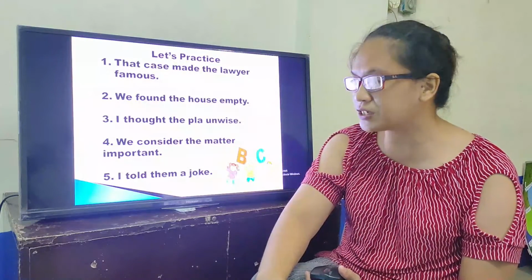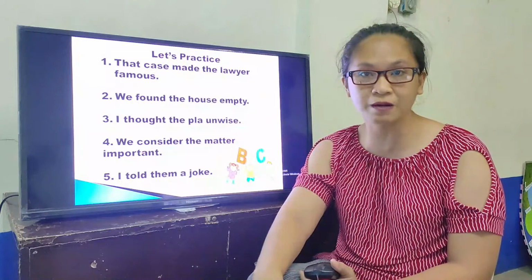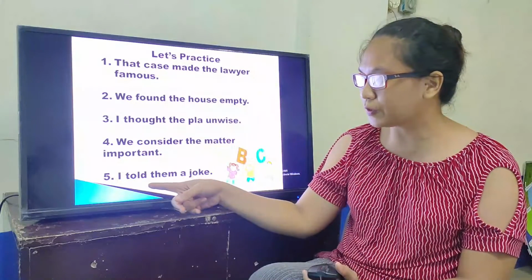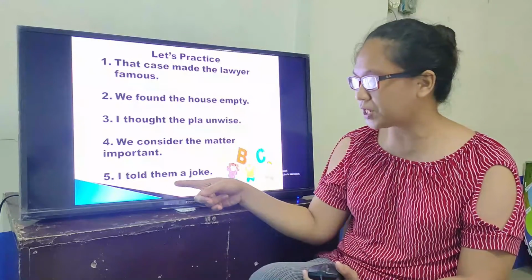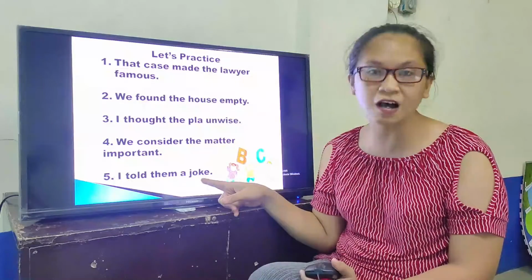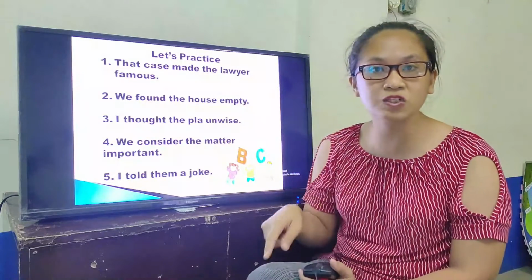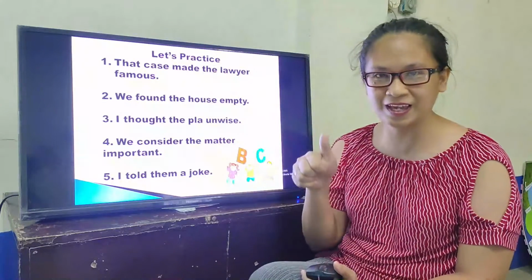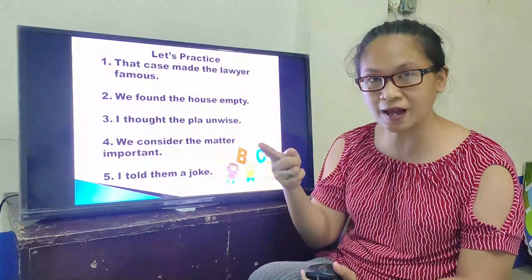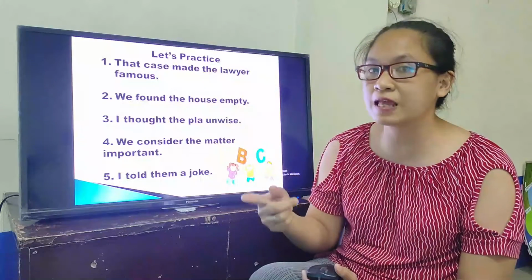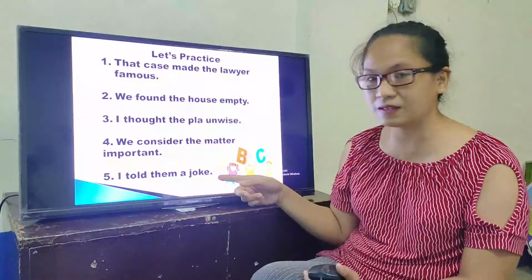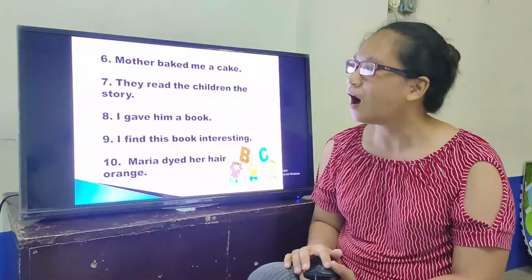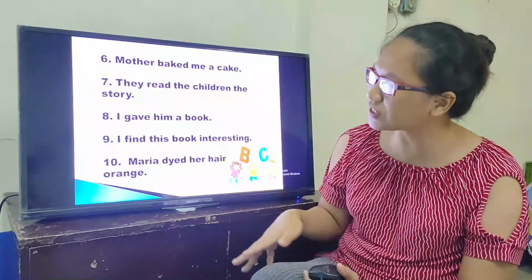I told them a joke. Again, I told them a joke. Okay, I is the subject, told is the verb, them is the direct object, and joke is what? That's the object complement. Very good. But let's try to identify. Is it a noun or an adjective? Okay, good. Joke is an idea. Okay, and it's a name of an idea. So it is a noun. Very good. You're so smart. All right, now let's have the other sentences.